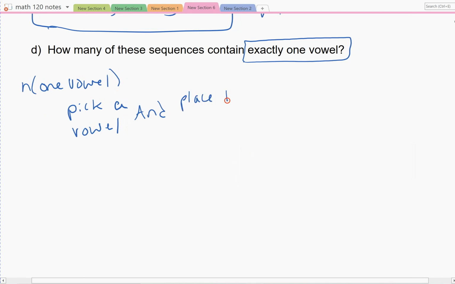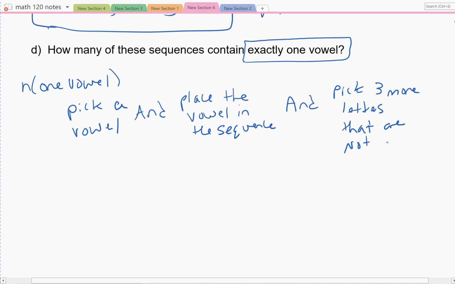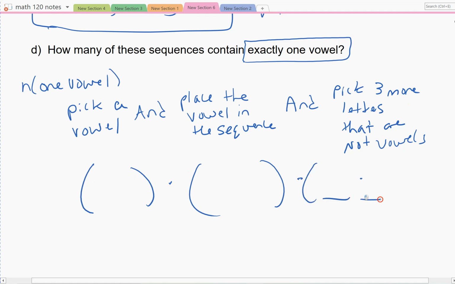So then I have to place the vowel in the sequence. How many ways can I do that? And then I've picked my vowel and I've placed my vowel, and that's the only vowel I want. But I have to finish my sequence. Right? My sequence has 4 letters in it. I picked a vowel, that's 1 letter. And so I still need to pick 3 more letters that are non-vowels. All right, 3 more letters that are not vowels. So: pick a vowel, place the vowel in my sequence, and then pick 3 more letters that cannot be vowels, and again, remember, no repeats.